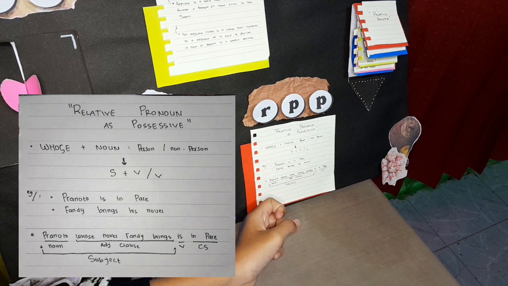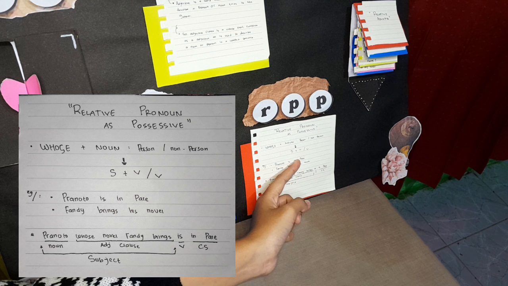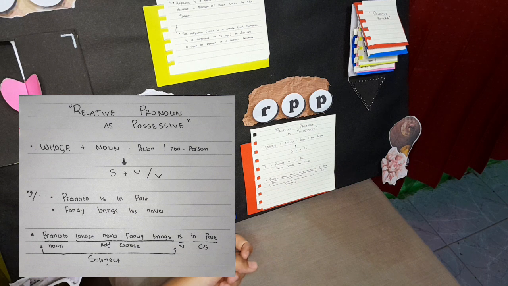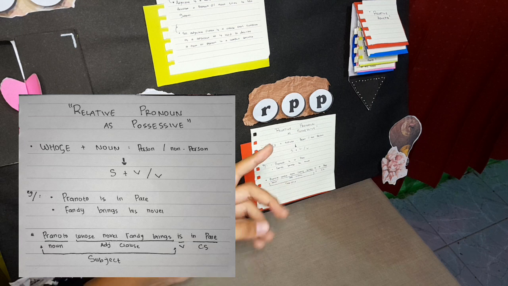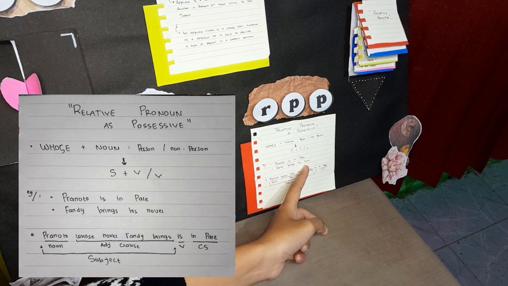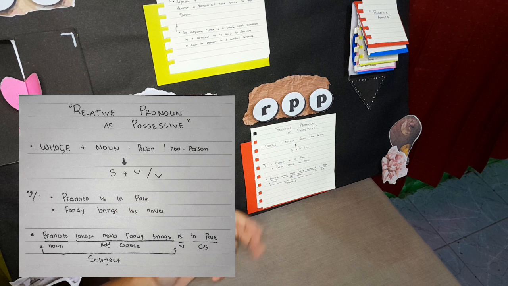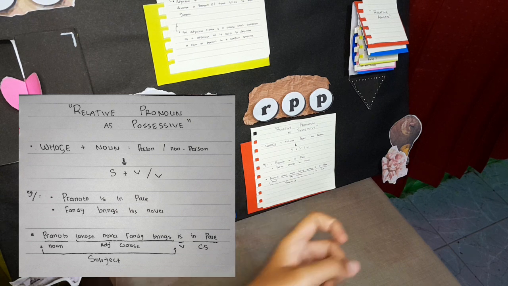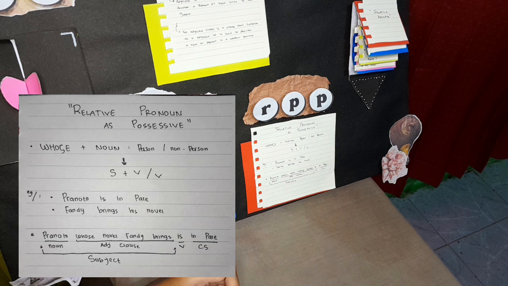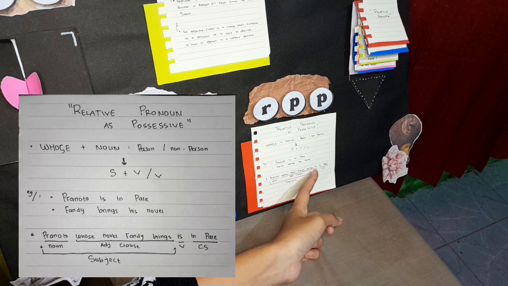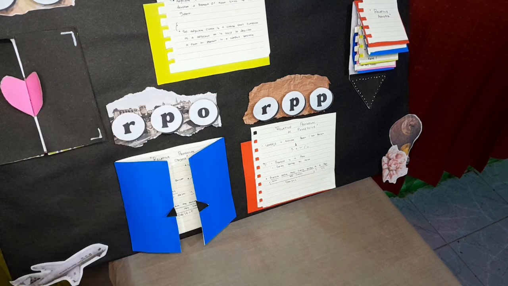Example, there are two sentences here. The first sentence is, Pranoto is in Pare. The second sentence is, Fendi brings his novel. So, we will combine these two sentences. First, we find what is the same here. The same here is Pranoto and his novel. Well, because Pranoto is a person and he is male, then the possession is his. So, Pranoto, whose novel Fendi brings, is in Pare.